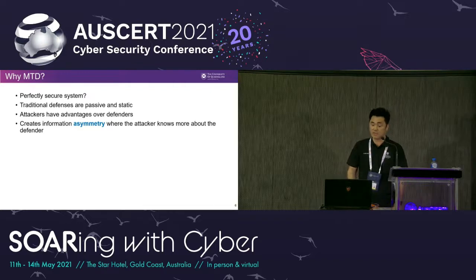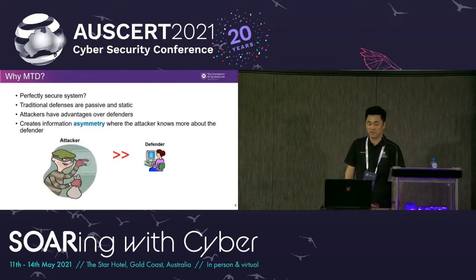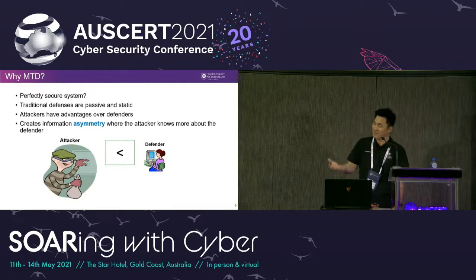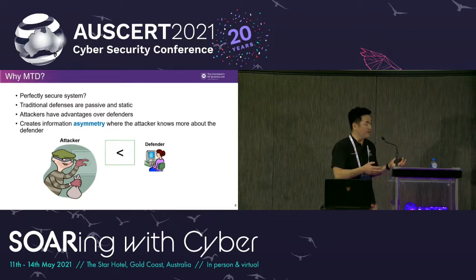This generates an asymmetry between attacker and defender. So the attacker has an advantage over the defender. This way, the attacker is bigger than the defender. So can we change this landscape? How? That's my question. That's why MTD is required. Can we change this equation the other way, so that the defender has much more power than the attacker?